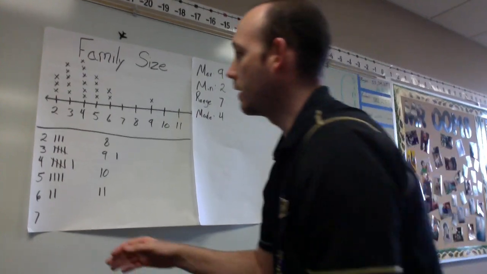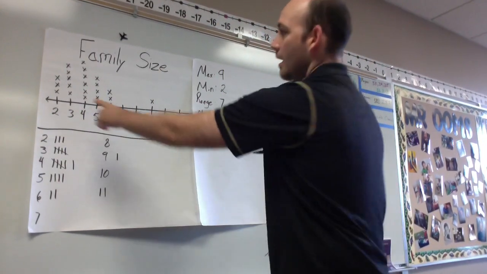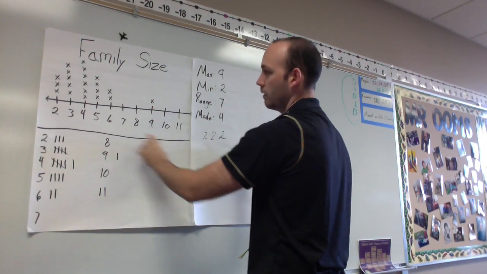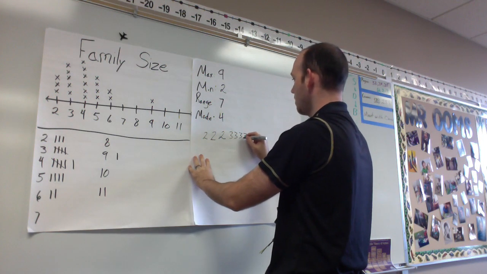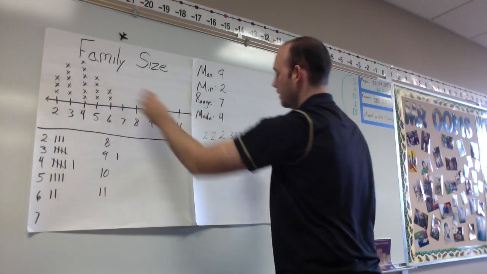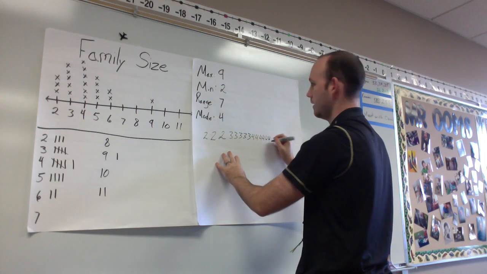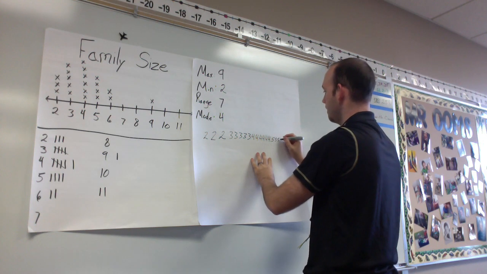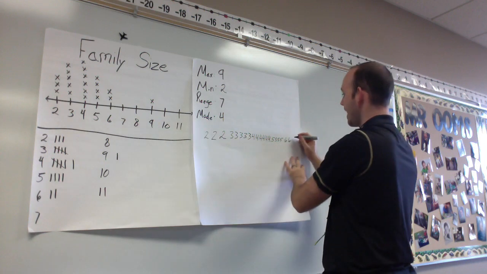What you do is you're going to just list out from least to greatest all of the values. So I had 3 2s, so I say 2, 2, 2. I had 5 3s, so 1, 2, 3, 4, 5. I had 6 4s, so 1, 2, 3, 4, 5, 6. I had 4 5s, 1, 2, 3, 4. 2 6s, 1, 2, and 1 9.